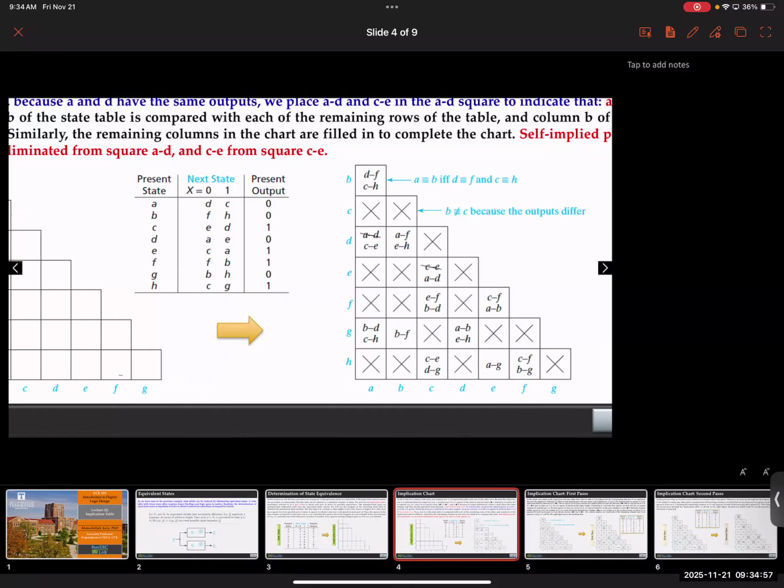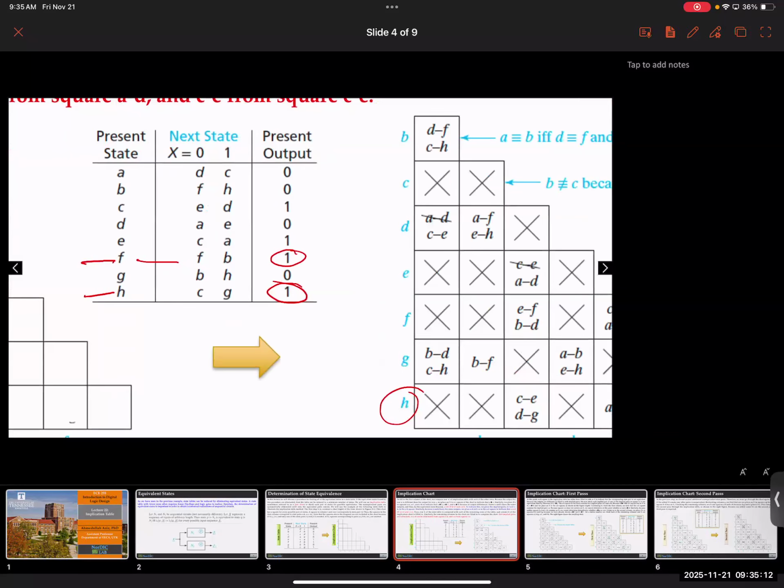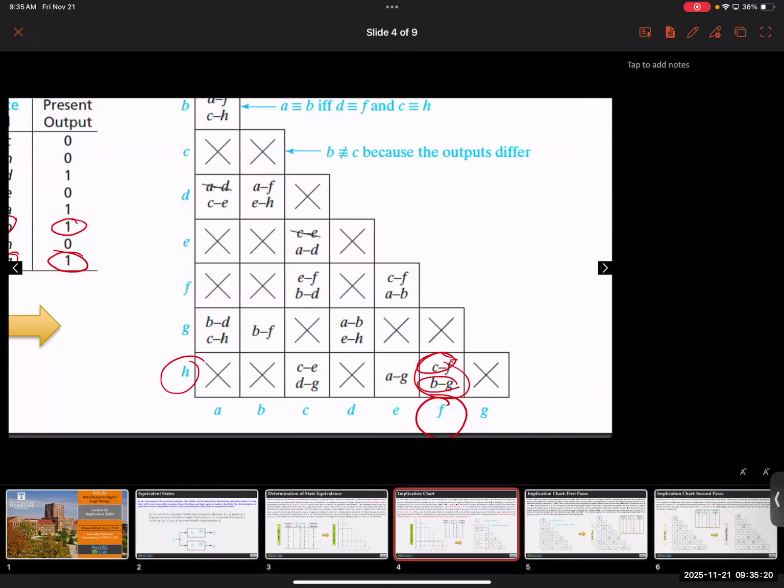Yes. F and H. Okay, thank you. You got a promotion. F and H. So this is the one. Let's first go back here. F and H. First, see if their outputs are the same. Yes, they're the same. But how can I ensure that they will be equivalent? By pairing up C and F and B and G. So let's see. C and F and B and G.